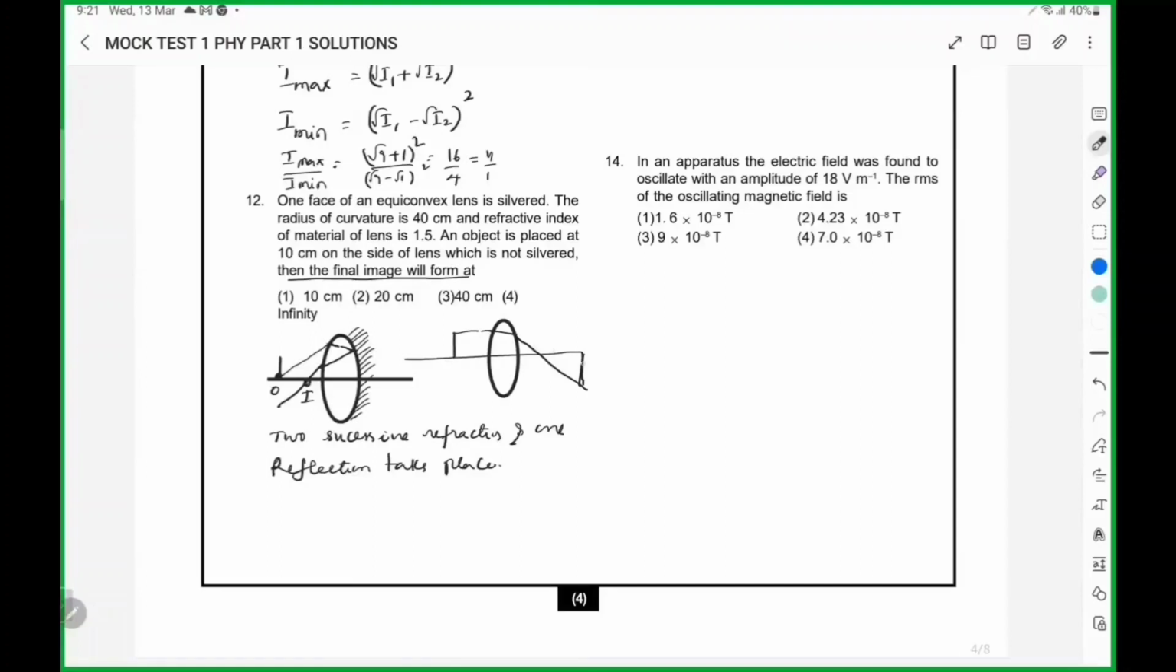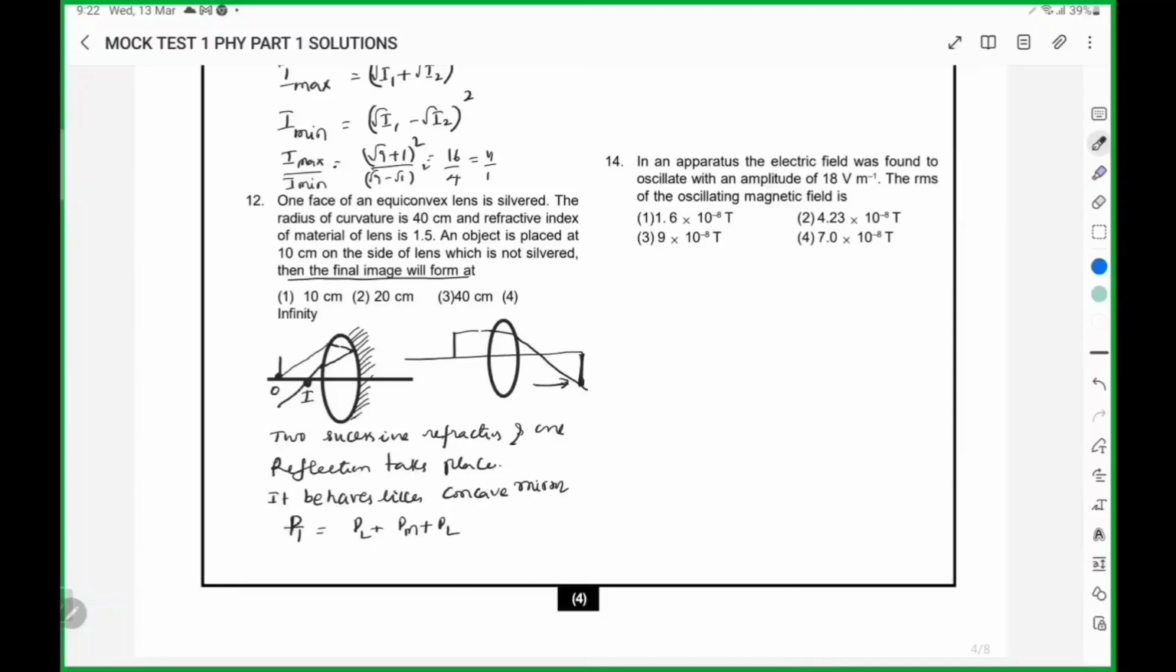Finally, in a lens the object is on one side and the image is formed on the other side, whereas here the image is formed on the same side. That means after silvering, it behaves like a concave mirror. So the power is equal to the power of a lens plus the power of a mirror plus the power of a lens.